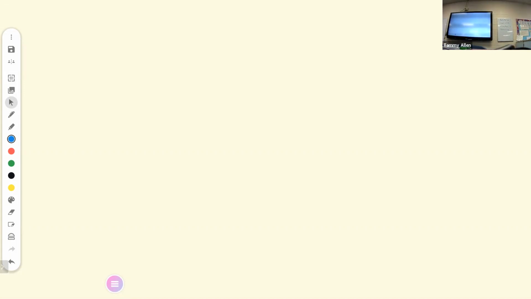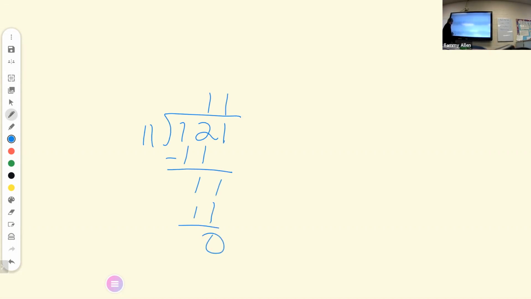And number 6, when we divide by 11 there, what do we get for our quotient? What do we get? 12 with the remainder of 1. Oh, we do not get 12 with the remainder of 1. We do get 11. Eleven goes into 12 one time. We subtract, we get 11. Okay.